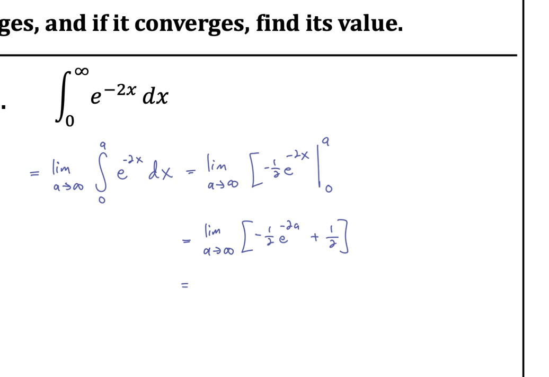Okay, and then when you plug in something that makes this exponent go to negative infinity, then this whole exponential goes to 0. So this whole term goes to 0, and then when you take the limit of a constant, that's just the constant. So this whole thing goes to 0, and you're just left with the limit of a constant, which is the constant.